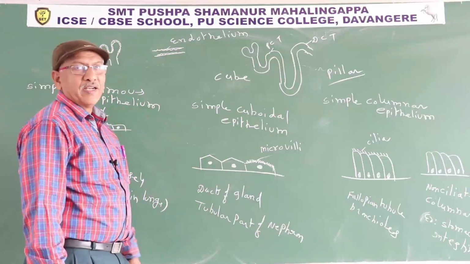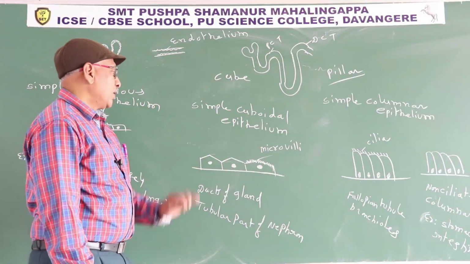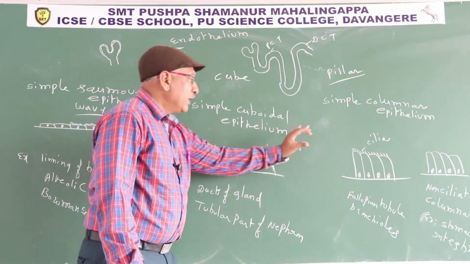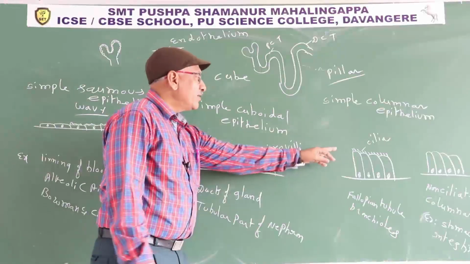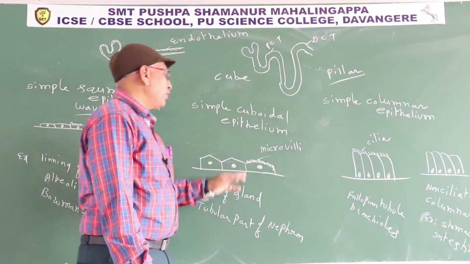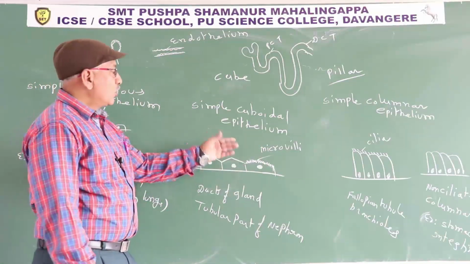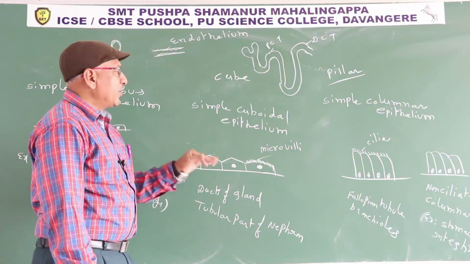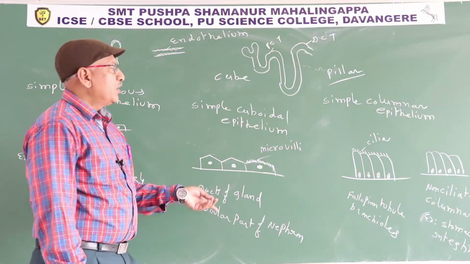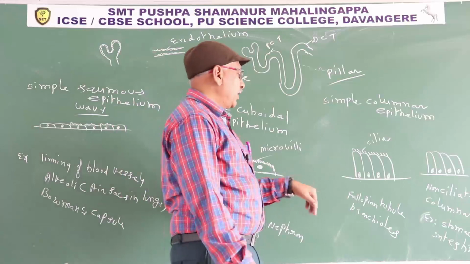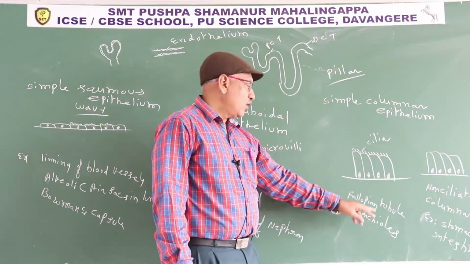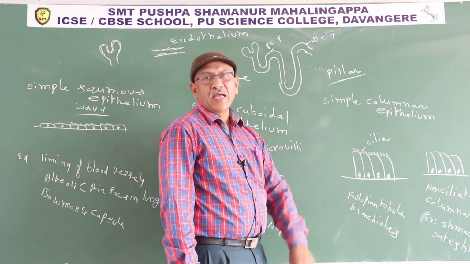Simple ciliated epithelium. In simple ciliated epithelium, the cell is either columnar shape or cube-like cells. So, simple ciliated cuboidal epithelium, simple ciliated columnar epithelium present in fallopian tubule and bronchiole.